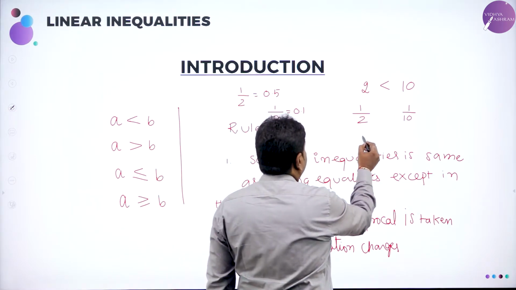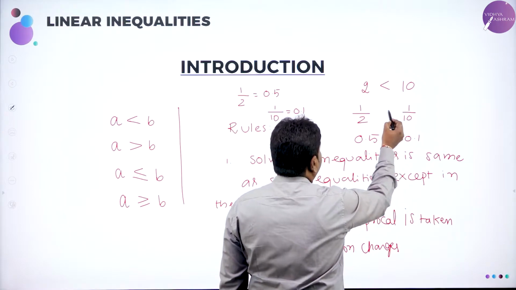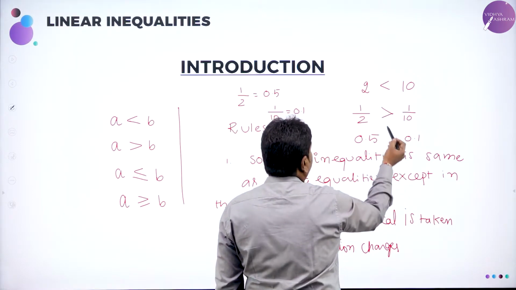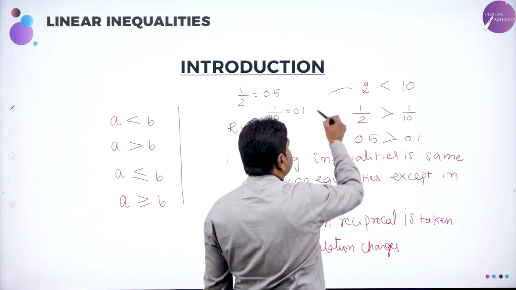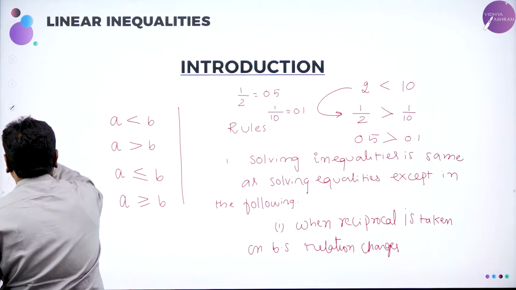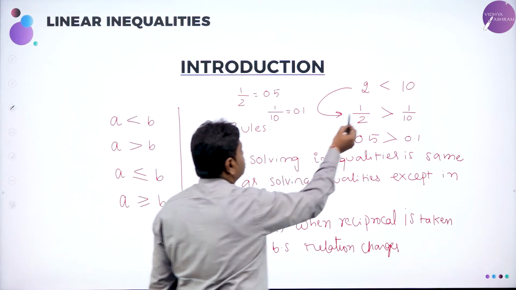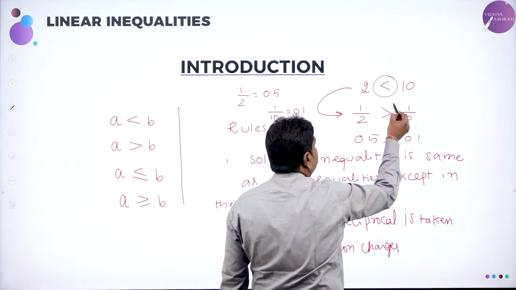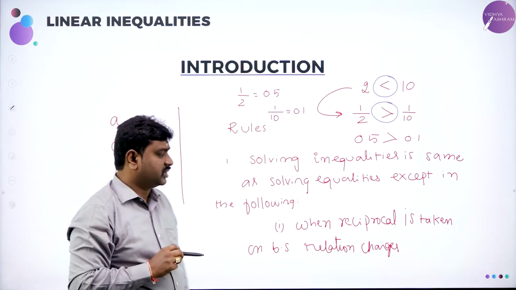So this is 0.5 and this is 0.1. Now less than becomes greater than, because 0.5 is more than 0.1. So therefore, when you take reciprocal on both sides, the relation changes. Earlier it was less than, now it became greater than. This is one of the important assumptions.